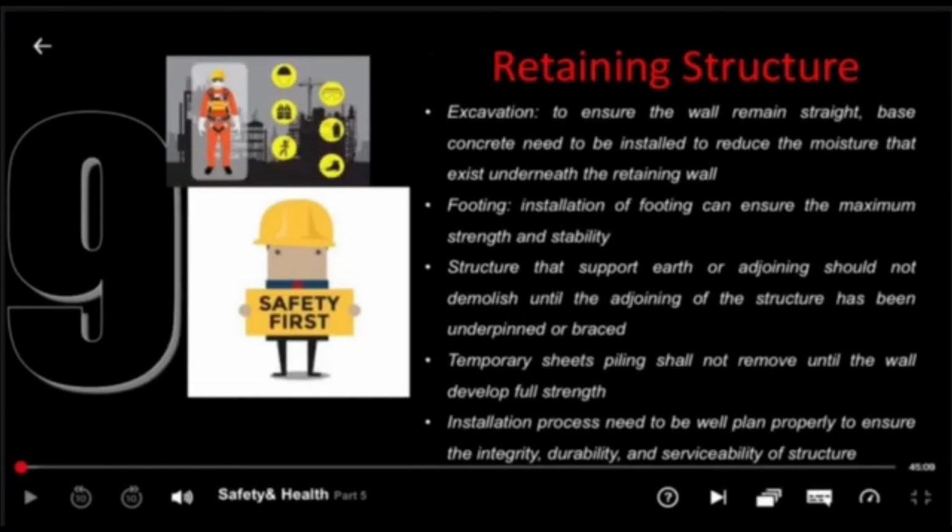For the safety and health aspect in retaining structures, for excavation works, to ensure the wall remains straight, base concrete needs to be installed to reduce the moisture that exists underneath the retaining wall. For footing, installation of footing can ensure the maximum strength and stability. Structures that support earth or adjoining structures should not be demolished until the adjoining structure has been underpinned or braced. Temporary sheet piling shall not be removed until the wall develops full strength. The installation process needs to be well planned to ensure the integrity, durability and serviceability of the structure.